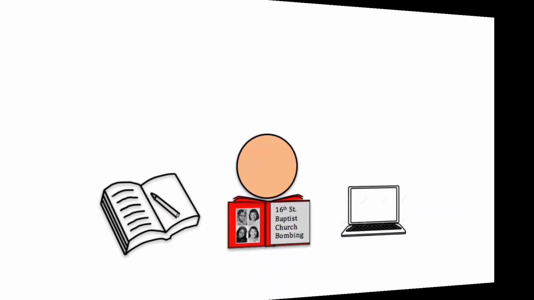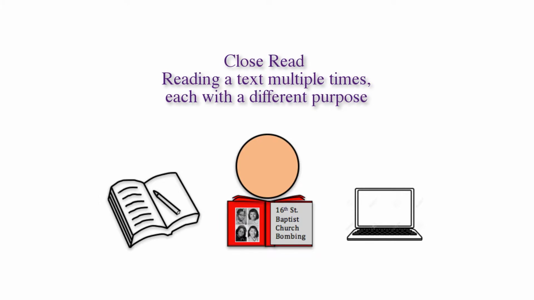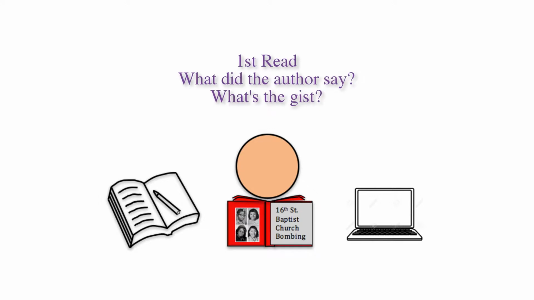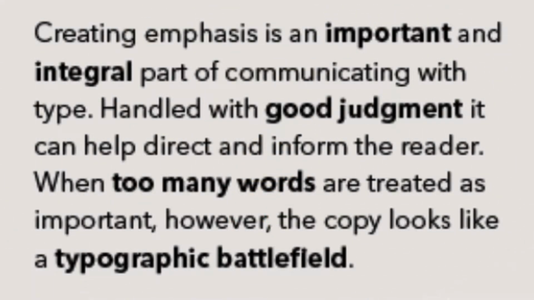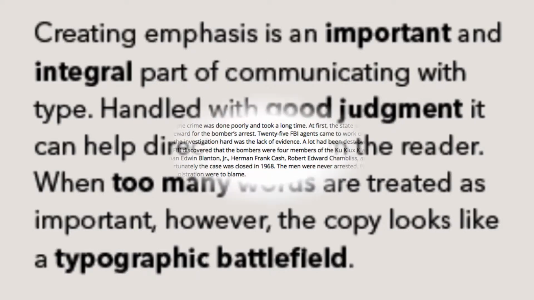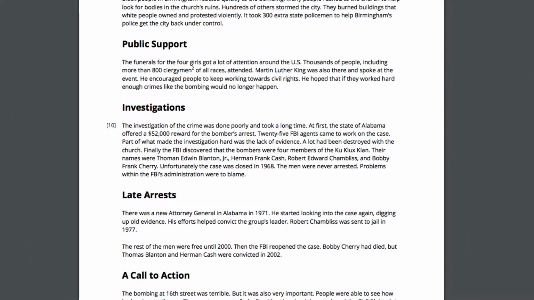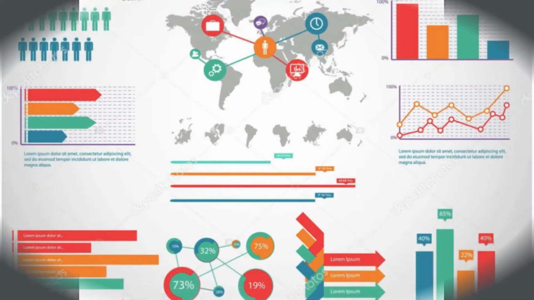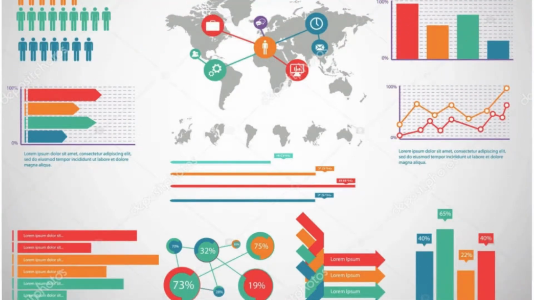The work begins with a close reading of the text. The purpose for this first read is to get an understanding of the meaning of the text. What did the author say? What's the gist? Before reading, look for bolded words. The author thinks these words are important to support the understanding of the text. Look for subheadings. They usually identify the way the text is organized. Examine any graphic elements, charts, photographs, maps.